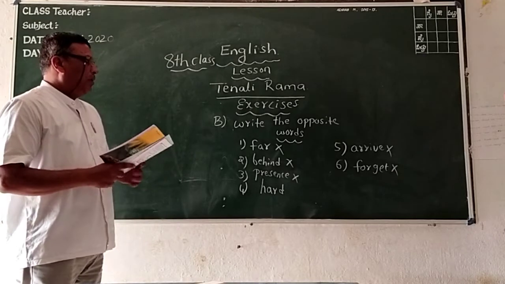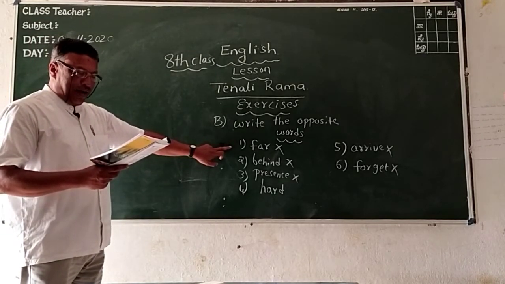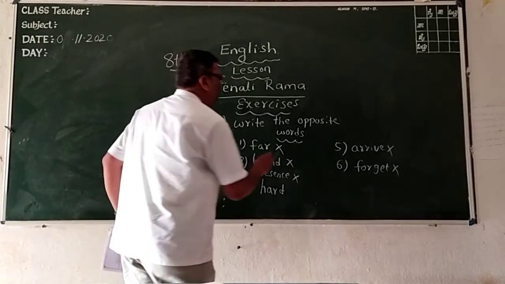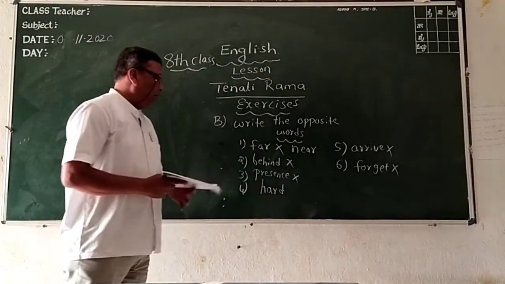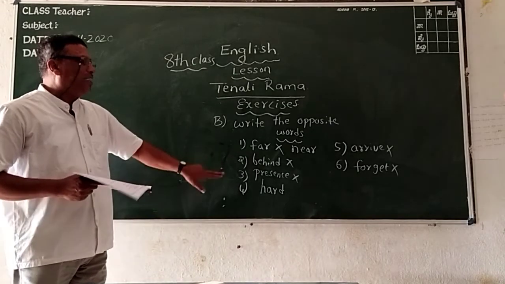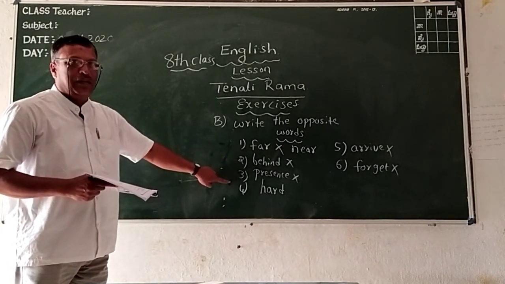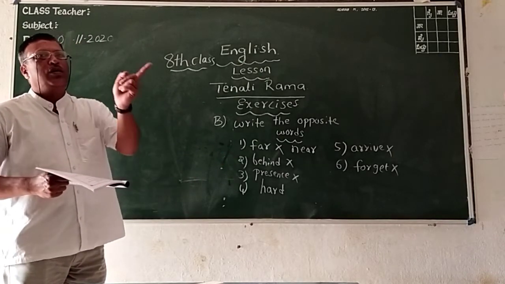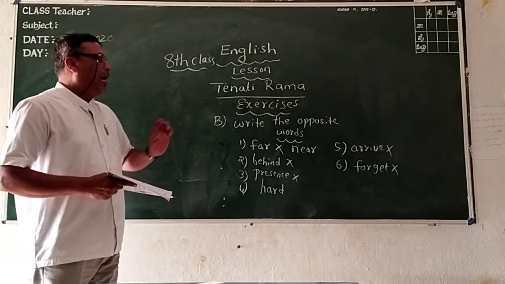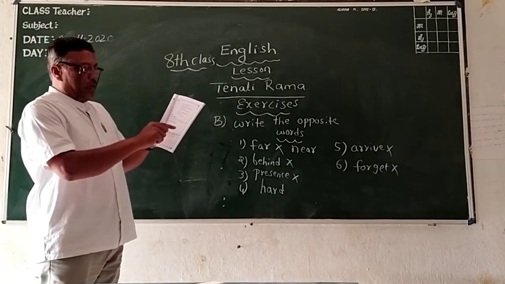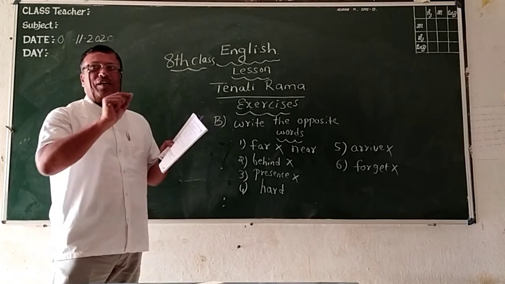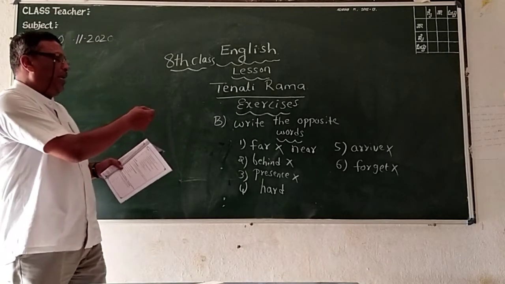The first word is far. What is the opposite word? Far, near. I am going to write it on the board. Near. If you can't understand, just go through the dictionary, English to Kannada or English to Urdu. Find the meaning of the word far, and also the meaning of the words given in the box. Remember, near, see the dictionary for their meanings. Then it is going to be easy.